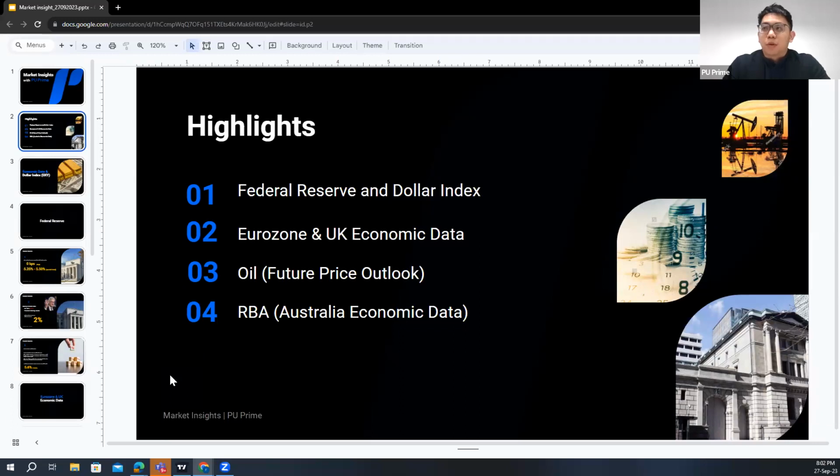And the third one, we will discuss oil, and we try to discuss the futures price movement for oil prices. And lastly, RBA. Why is it important? It is because Australia is going to release a piece of economic data early tomorrow. And just a reminder, the Reserve Bank of Australia will announce their interest rate decision on the coming Monday. So this is also very important. We want to seize the chance, we want to trade and make profit. Okay, without further ado, let's proceed.